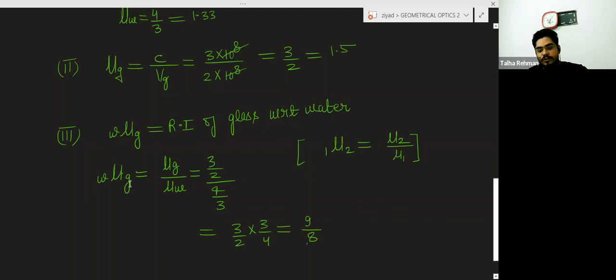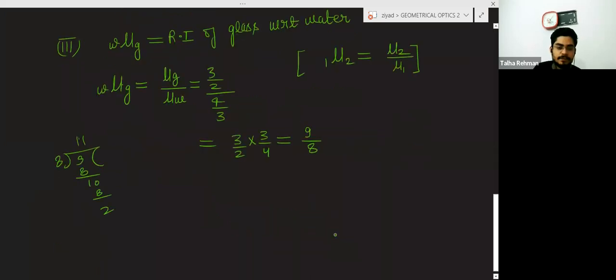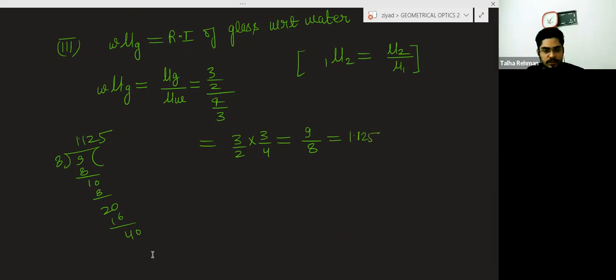So what will be the refractive index of glass with respect to water? 9 by 8. When you divide it, 8 ones are 8, 1 point something. Again it will have 2, so it will have 20, 8 twos are 16, so it will become 40, and finally 1.125. 1.125 will be your answer.